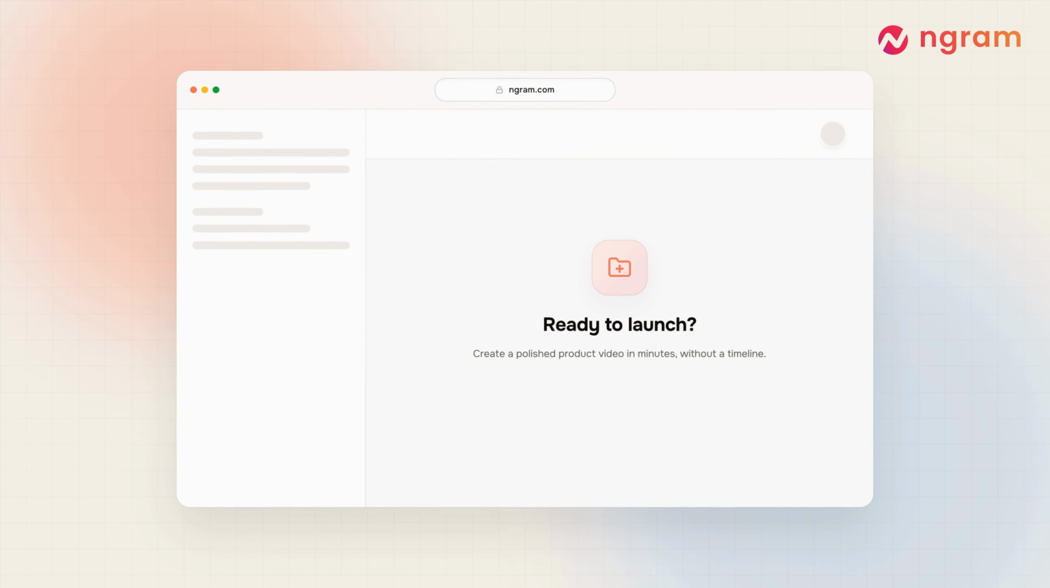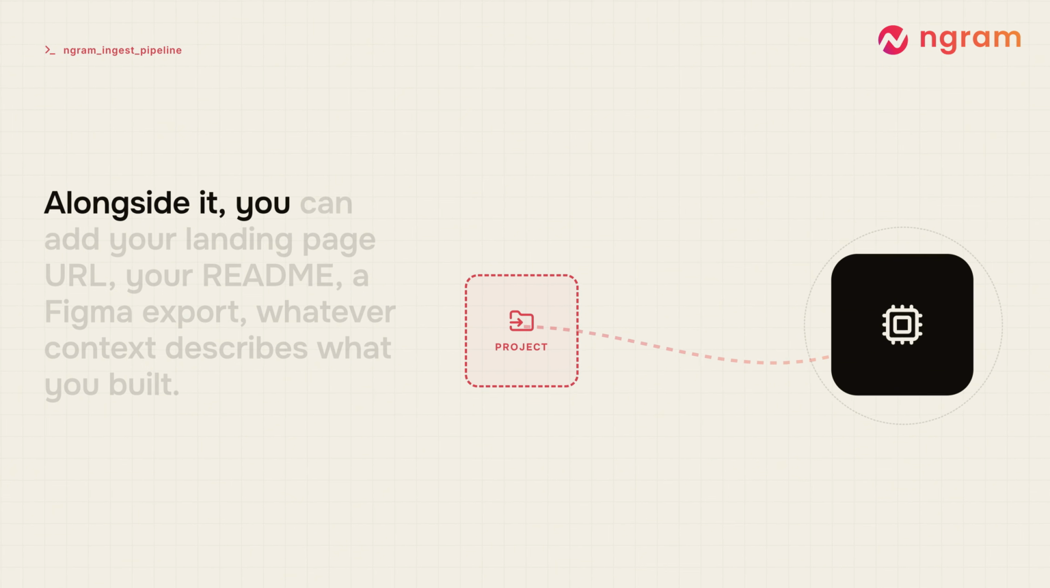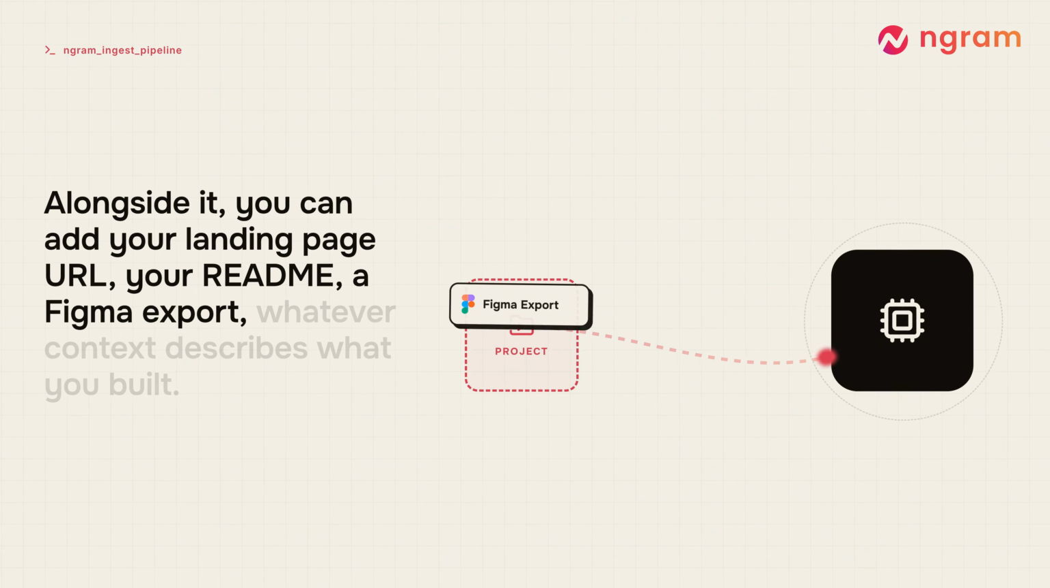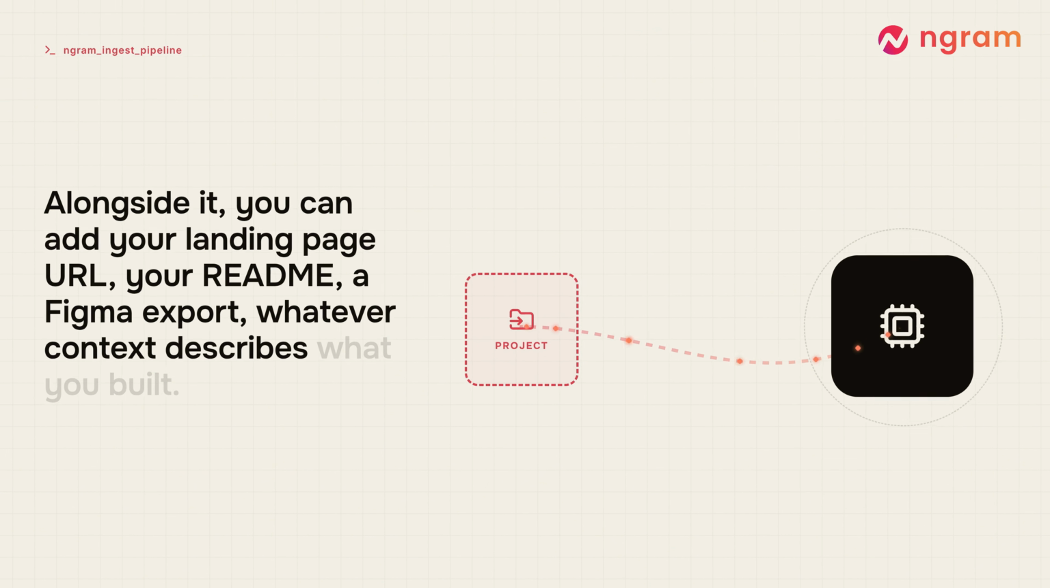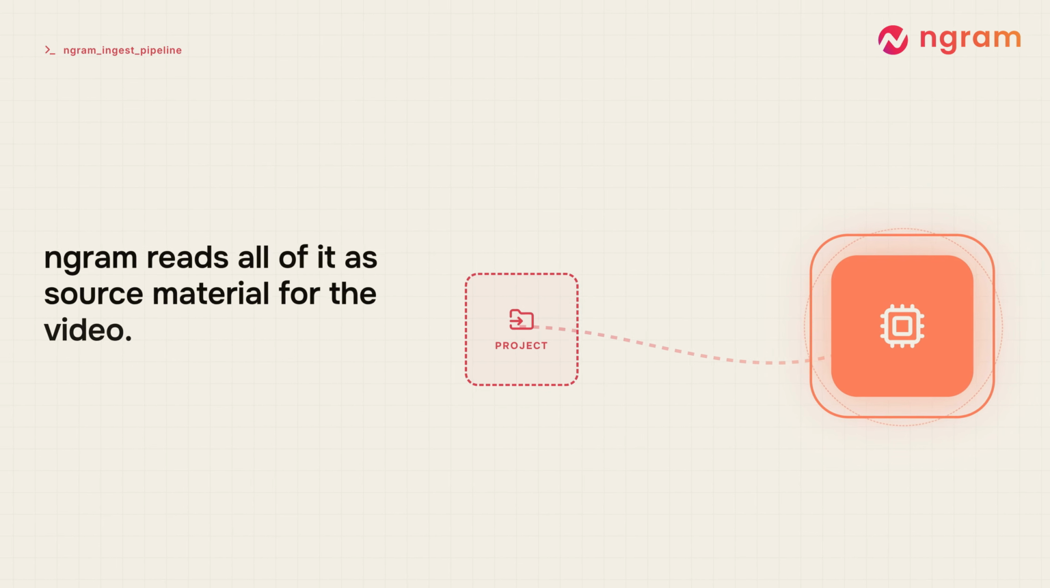Head to ngram.com and start a new project. Drop your raw screen recording straight in. Alongside it, you can add your landing page URL, your README, a Figma export, whatever context describes what you built. Ngram reads all of it as source material for the video.